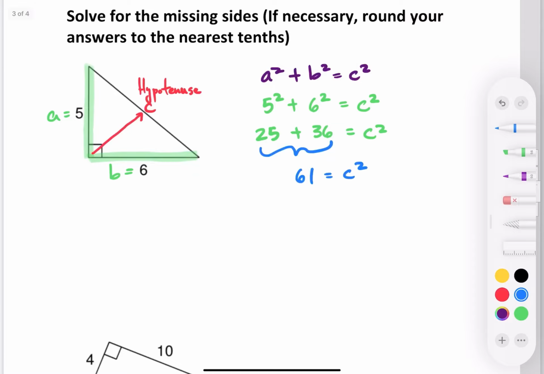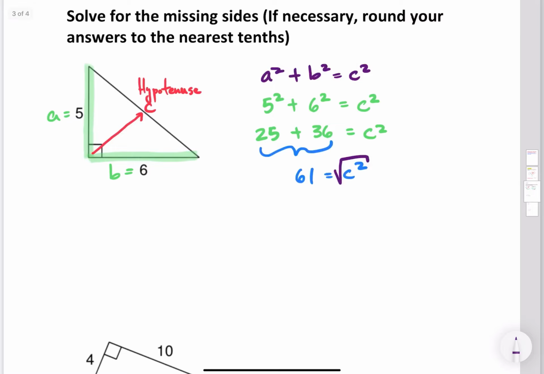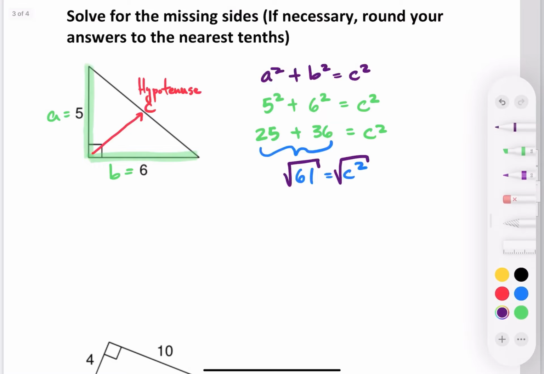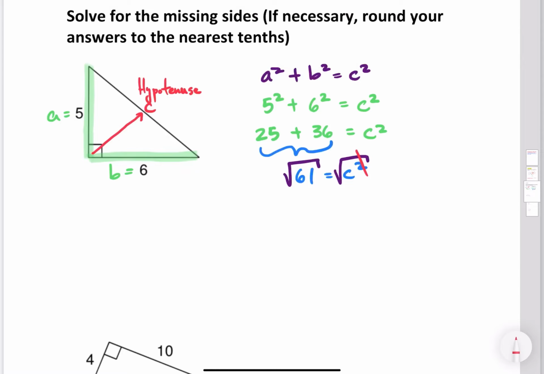Now I don't want C squared, I want C. So I have to get rid of that square by doing the inverse operation, which is the square root. What we do on one side, we do to the other, so that the square and the square root cancel each other out, leaving us with C by itself. So C is equal to the square root of 61, and if you type that into your calculator, it's approximately 7.8 units. We call it units because we don't know if this is in inches, feet, centimeters, or millimeters. We'll just call it units if they don't give us the unit of measurement.